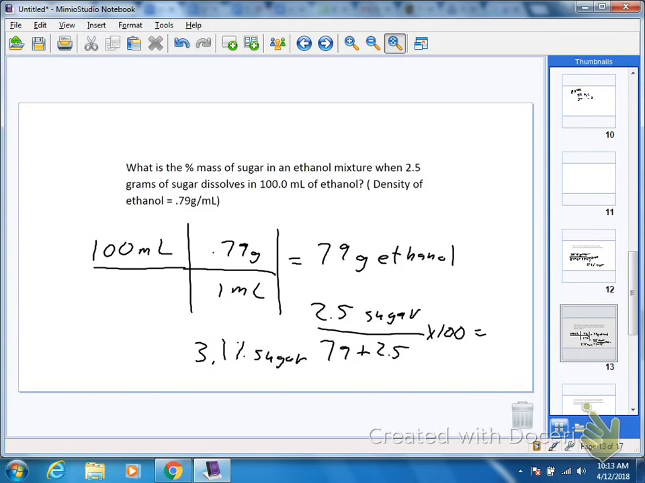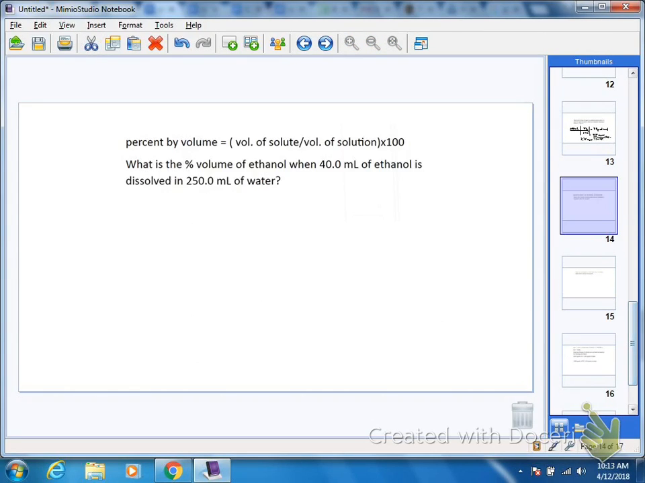Okay, pretty easy. Let's do the next one then, because we want to get through these, and you guys can work on these. So the next one's percent by volume. Same thing. Instead of grams, you're dealing with volume. So go ahead and plug your numbers in and see what you get: the percent ethanol in a water solution of ethanol. So go ahead and figure that one out. Again, we're always dividing by the total.